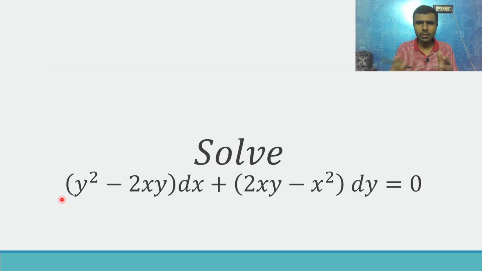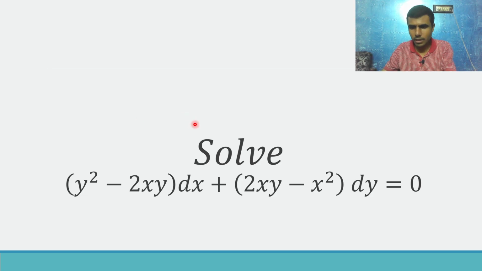Now let us see how to solve this given question. Here I have to solve y square minus 2xy dx plus. This is a differential equation. Now I have to solve it. First, I'm going to write it in the form dy by dx is equal to something, so that I can judge what kind of an equation it is. It kind of helps.